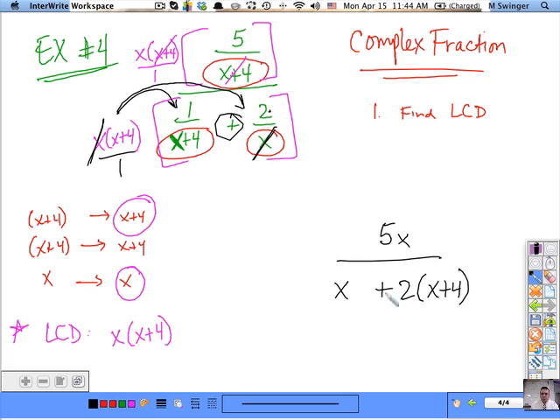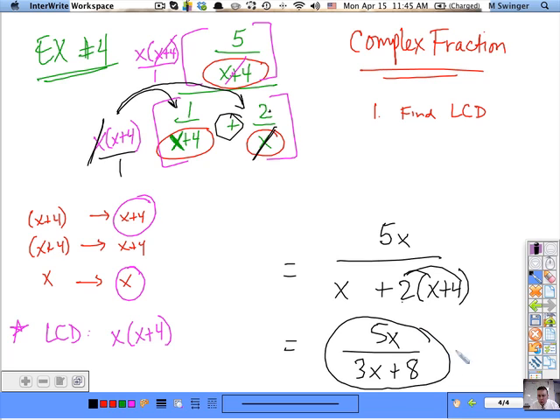Okay? Since we're adding up, we'll make it a little easier because we can simplify the bottom. So, final answer, 5x over, let's see, x plus 2x plus 8. So x plus 2x is 3x plus 2 times 4 is 8. Can't simplify that one. There you go. Final answer. So, how do you simplify complex fraction?